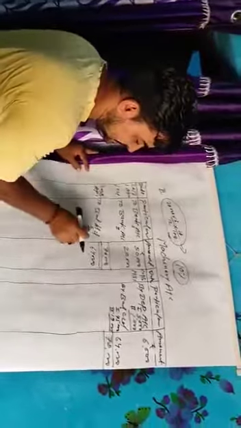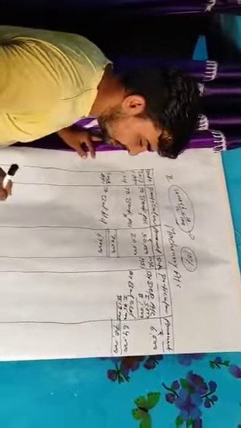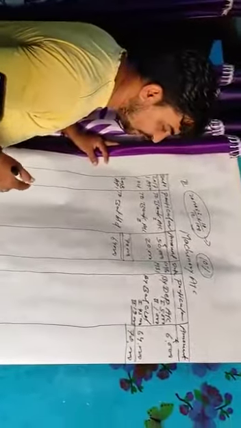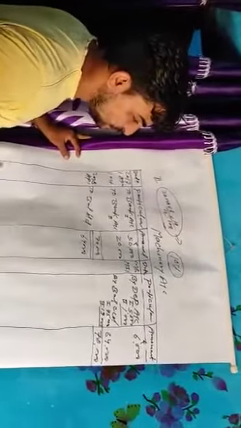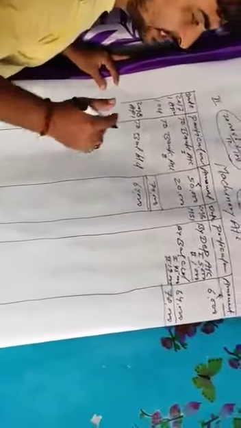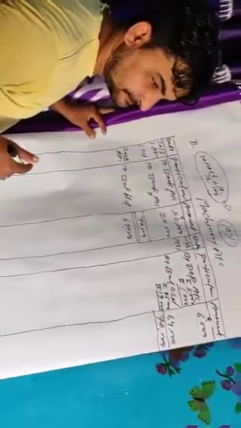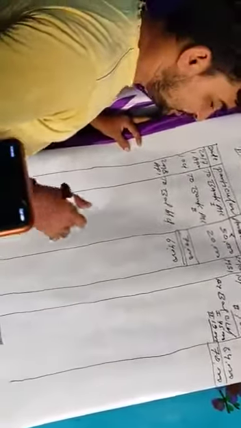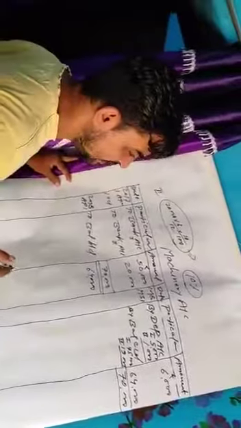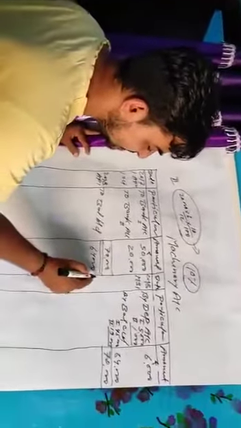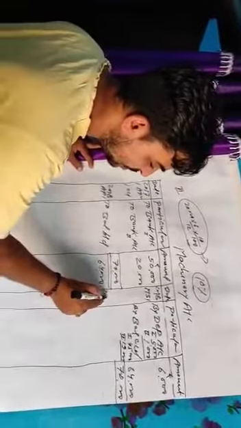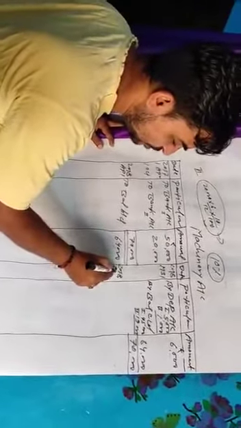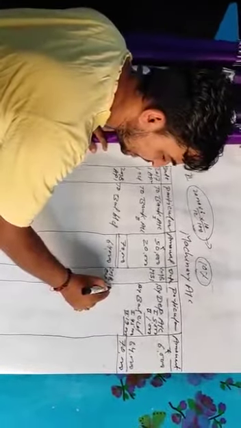And suppose on 1st October 2018 the first machinery got sold. So you have to write here what? 2018 October 1st, it is for selling.